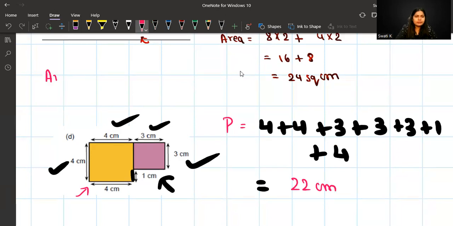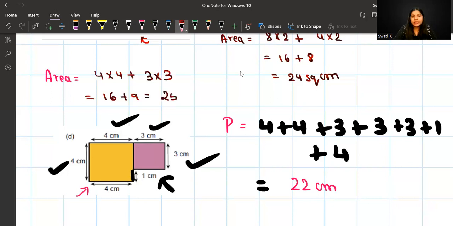Very simple. For area, I'll just do the sum of the yellow part and the purple part. The sum of the yellow part, for that I'm going to use the formula area of a square, side into side, so 4 times 4, plus area of the purple part, again it's a square only, so side into side, that is 3 times 3 only. So 4 times 4 is 16, 3 times 3 is 9, 16 plus 9 is 25 square centimeter. Okay, so we are done with this.